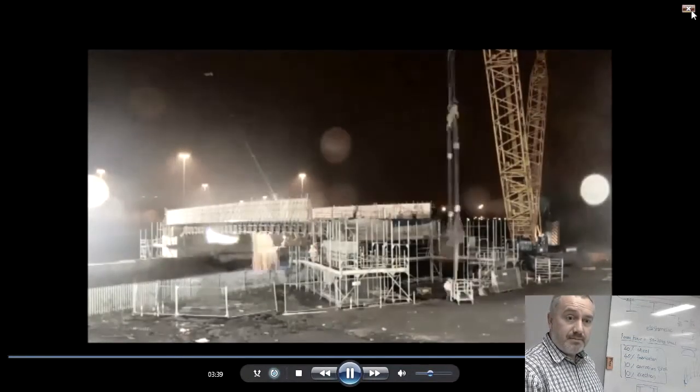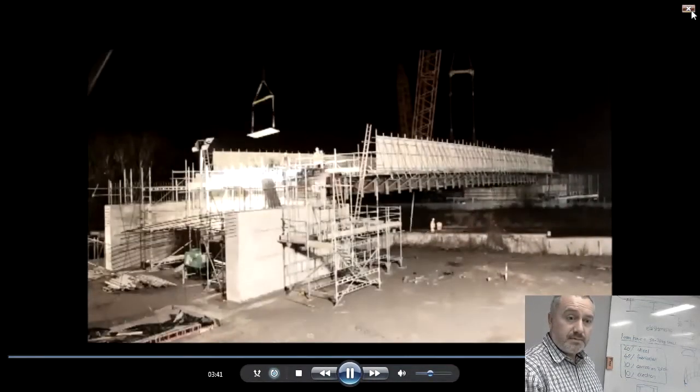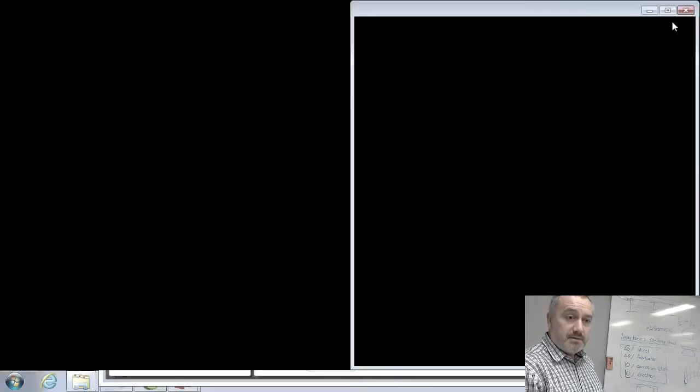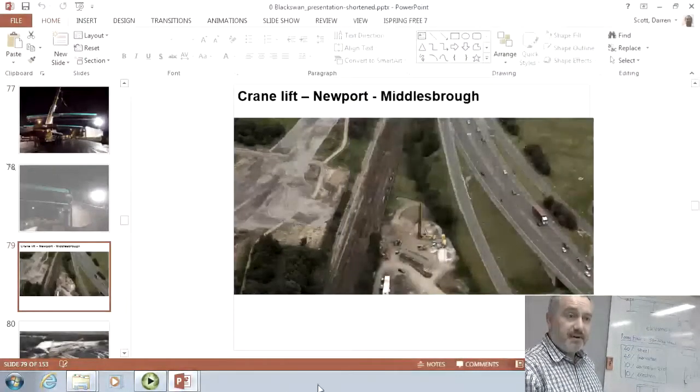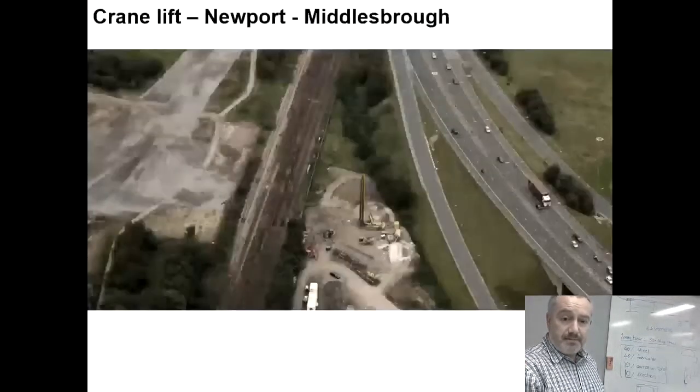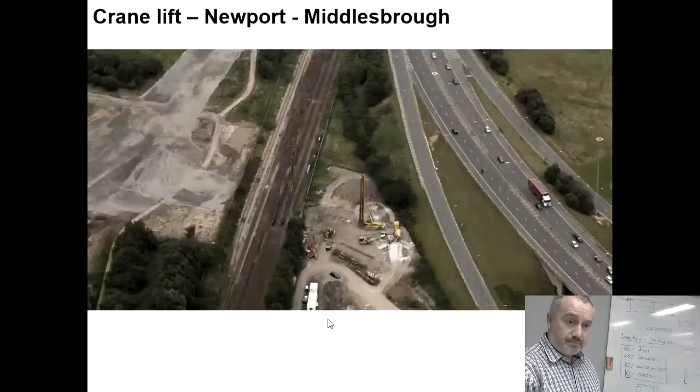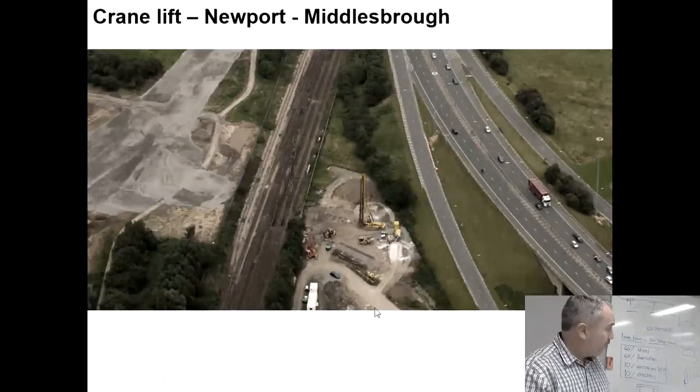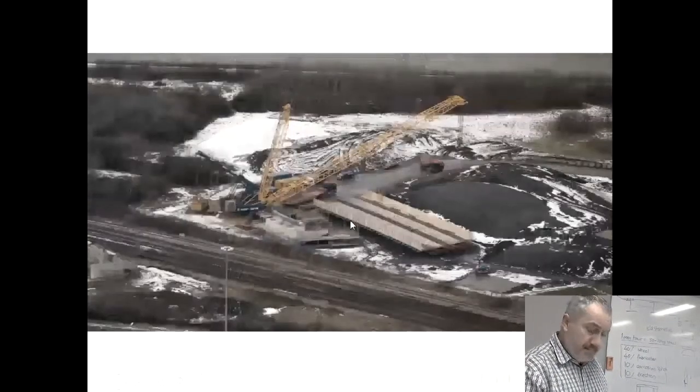So that was just that bridge going in. It's very, very short. Yeah, so the Newport roundabout is round about here, and they had to put some piles in.